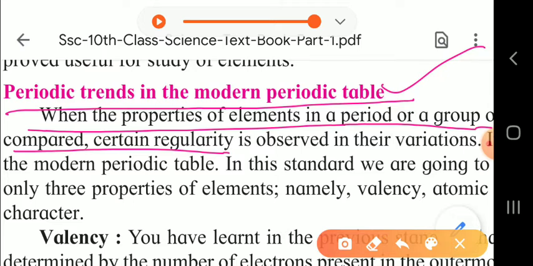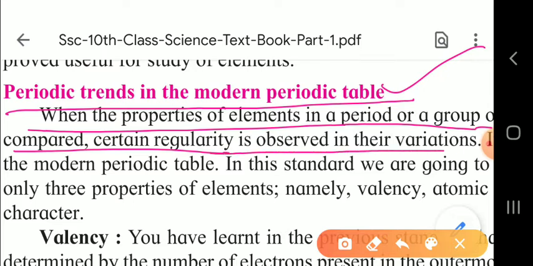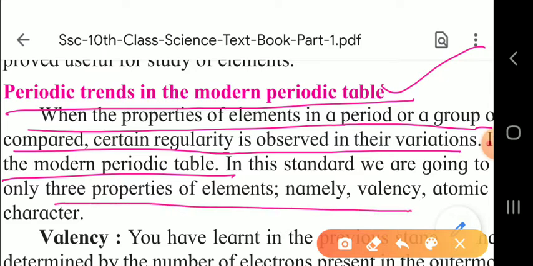So what are those? We'll study one by one. It is called the periodic trend in the modern periodic table. First you underline this point and then we will discuss one by one. The 3 properties we are going to study are valency, atomic size, and the metallic and non-metallic character. So these are 3 main things.